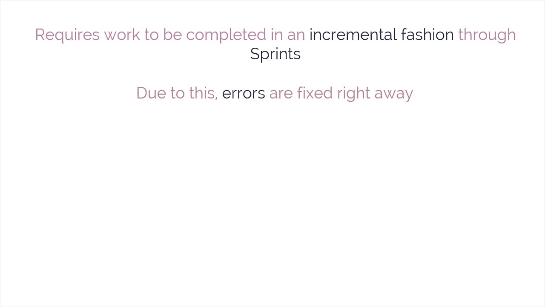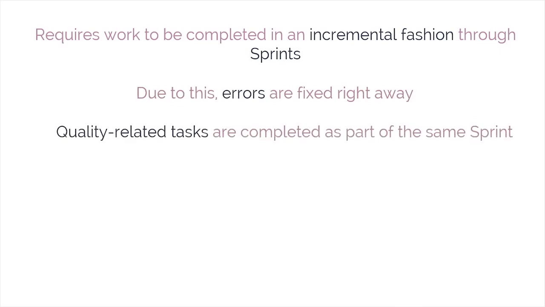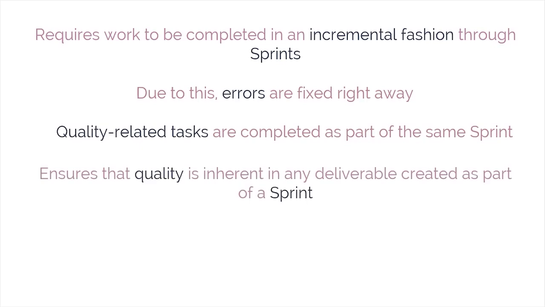Moreover, important quality-related tasks, for example, development, testing, and documentation, are completed as part of the same sprint by the same team. This ensures that quality is inherent in any deliverable created as part of a sprint. Such deliverables from Scrum projects, which are potentially shippable, are also referred to as done.